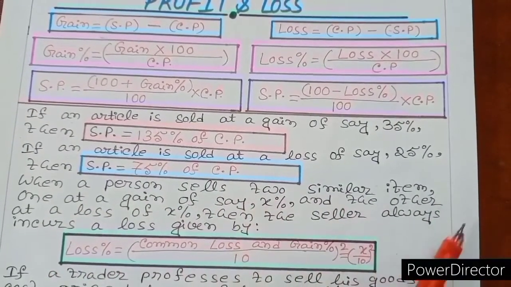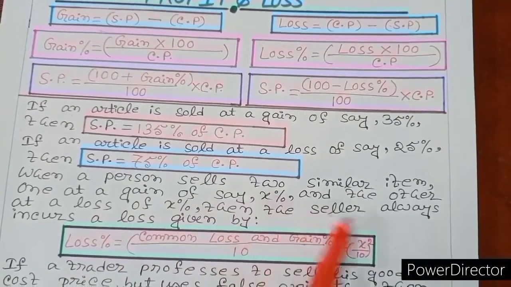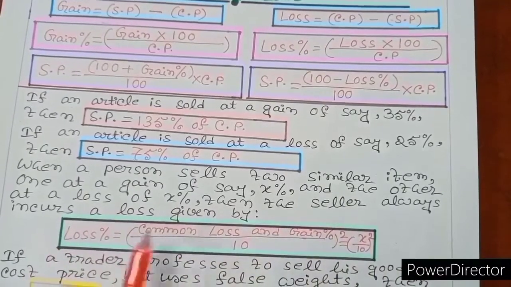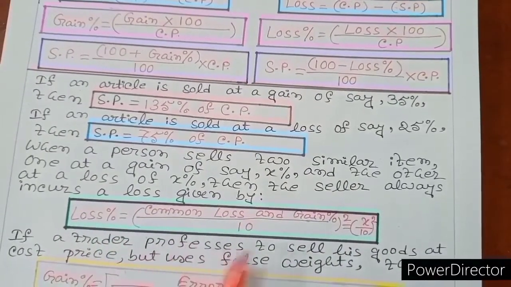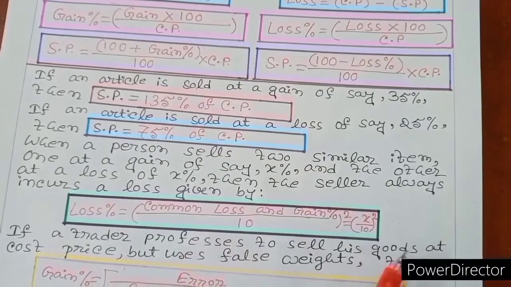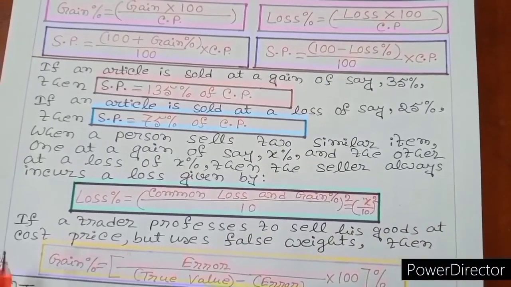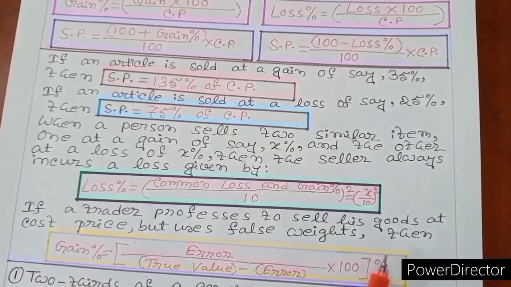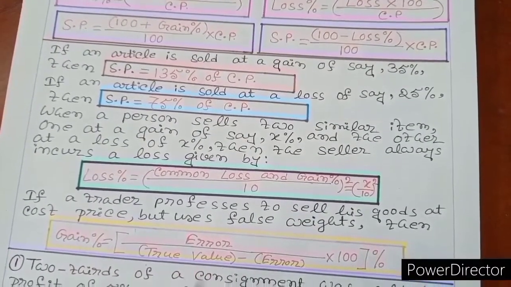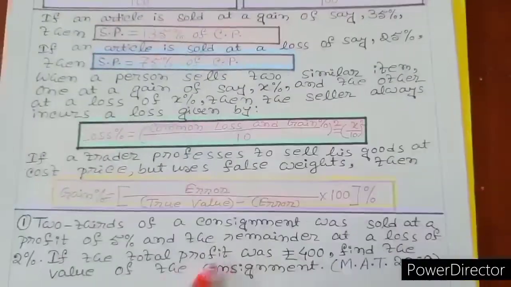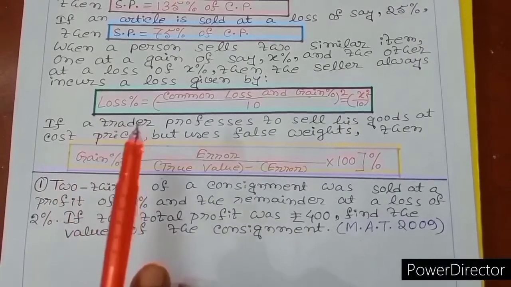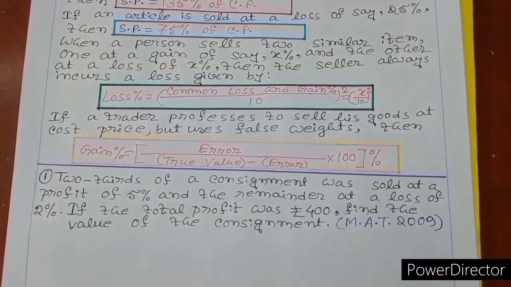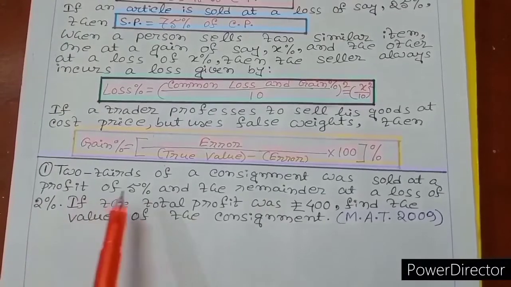When a person sells two similar items, one at a gain of say X% and the other at a loss of X%, then the seller always incurs a loss given by loss percent equals (common loss and gain percent by 10) whole square, equals (X by 10) square. If a trader professes to sell his goods at cost price but uses false weight, then gain percent equals error by (true value minus error) into 100%. Suppose the weight is 500 gram but the trader makes the weight 400 gram. So obviously it makes some error. It's actually his profit.